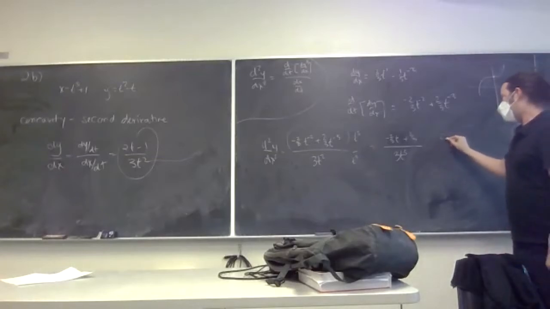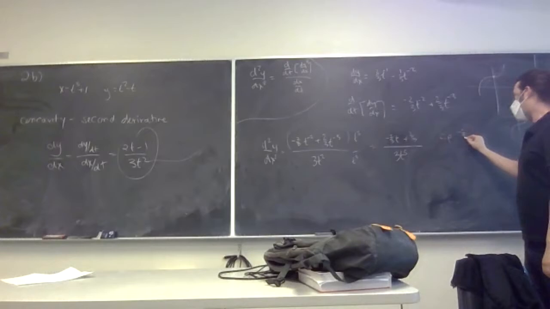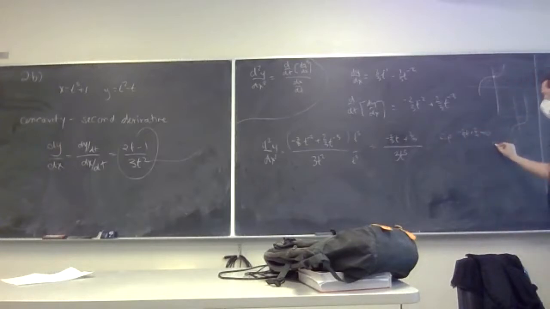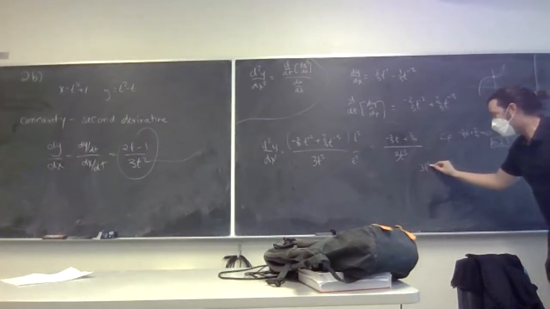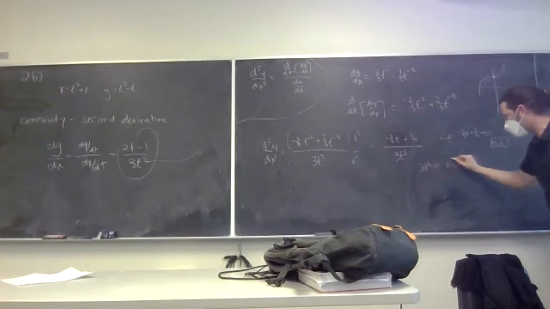So the critical points here are going to happen when minus 2/3 t plus 2/3 is equal to 0, which happens at t equals 1. There's one critical point. Or where the denominator is equal to 0 and the thing is undefined, 3t to the 5th is equal to 0, which happens if t is equal to 0. So there's your critical points. The two places that could be inflection points.